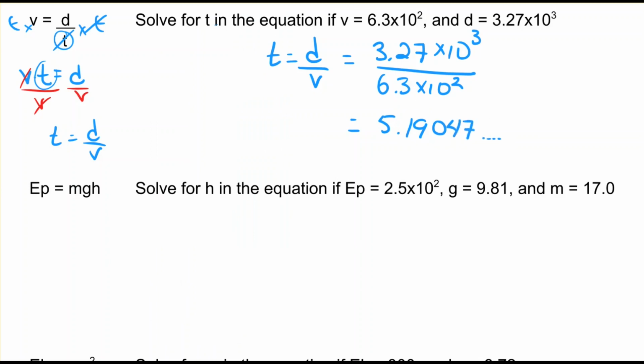We want to round. We've got 3 significant digits on top, but on the bottom we've only got 2 significant digits. So we're going to take 2 significant digits. So the real answer here is 5.2. Hopefully that makes sense. Moving on.